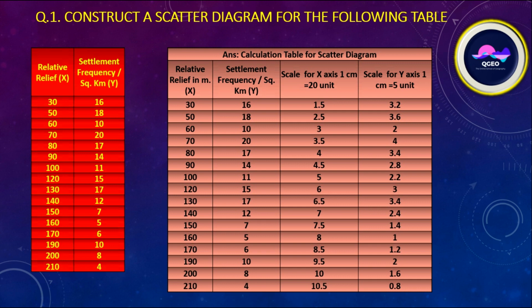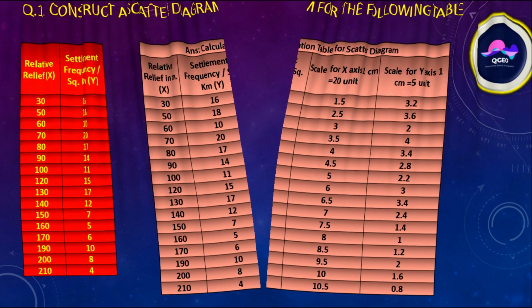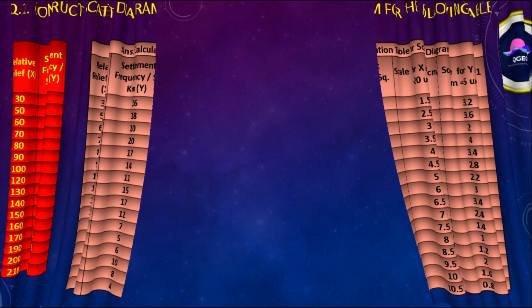Suppose the scale of x-axis is 1 centimeter equal to 20 units, and the scale of y-axis, as suitable for our diagram, we can suggest 1 centimeter to 5 units. In this way we can calculate the total, and the values will be represented by the scatter diagram.